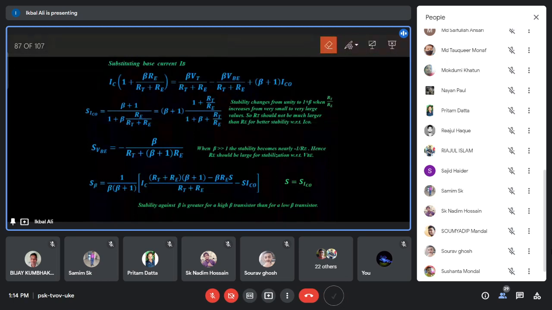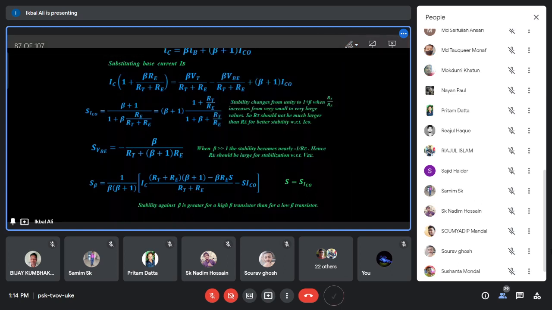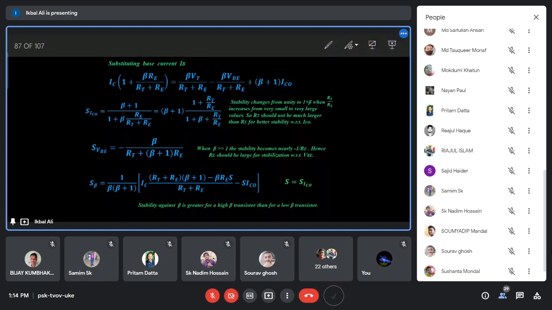From this expression we conclude that to make the stability higher we have to make this RT by RE low. That means RT should be much smaller than the emitter resistance. This is one conclusion. Again, if you differentiate the equation with respect to VB, you will get this one.